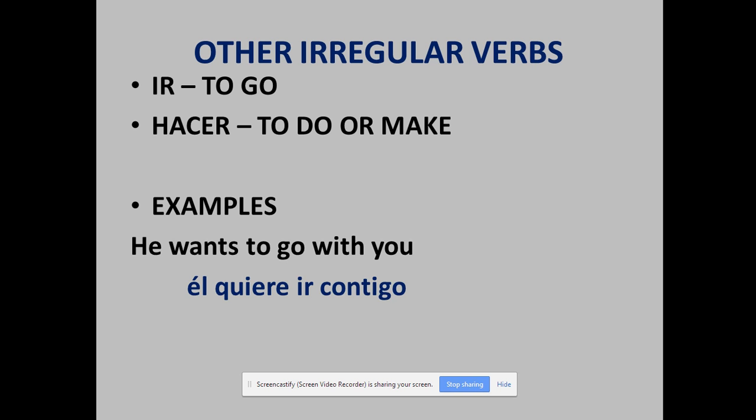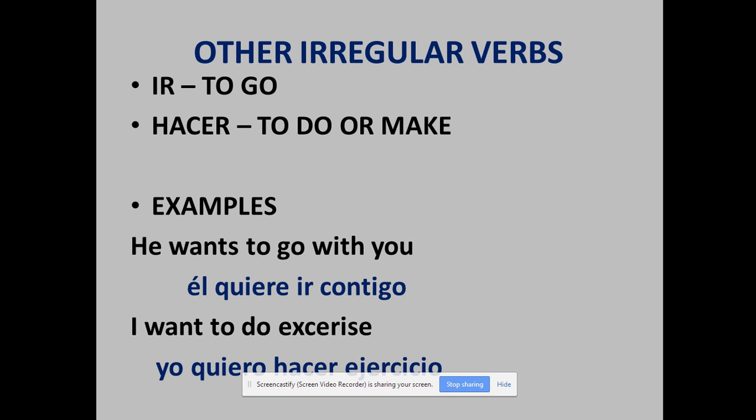The other one I wanted to write down as an example was, I want to do exercise. And we wrote to do exercise down when we were first learning about verbs, okay, which is hacer ejercicio. So I want to do exercise would be yo quiero hacer ejercicio. Go ahead and pause and write that down.